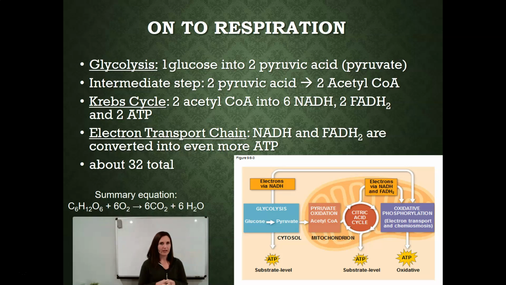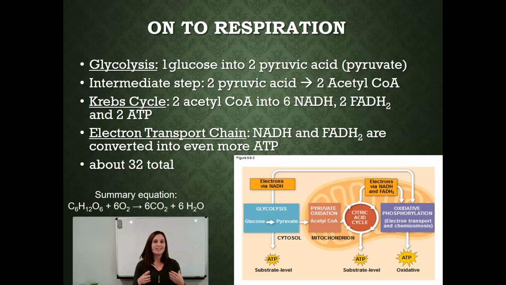The overall equation for cellular respiration is C6H12O6, that's glucose, plus oxygen. We know we breathe in oxygen and we need it. This is where we need it. This is how our body uses it. It makes 6 CO2s and 6 H2Os. The H2O, the water, just stays in our body because it's water, and the CO2 is given off as waste into the environment.